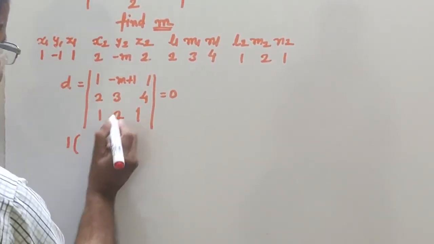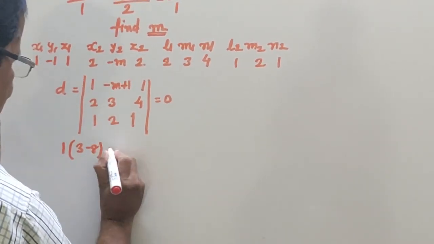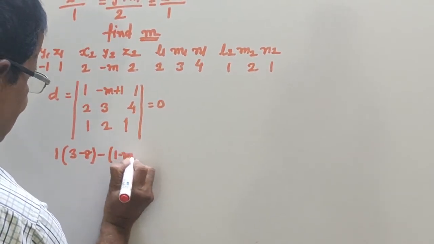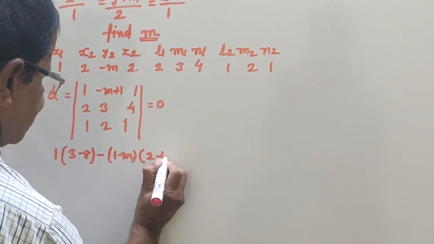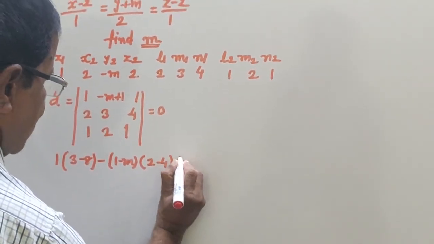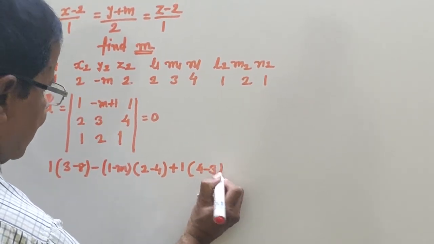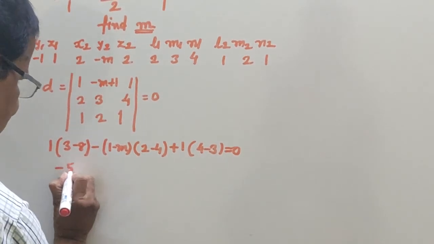Okay. 3 1s are 3. Okay. Minus 4, 2 1s are 8... Minus sign. Here I am writing 1 minus m. Okay. Now 2 1s are 2. Minus 4 will come here. Plus 1. 2 2s are 4. Minus 3 is equal to 0. Now what will come here? Minus 5 will come here.